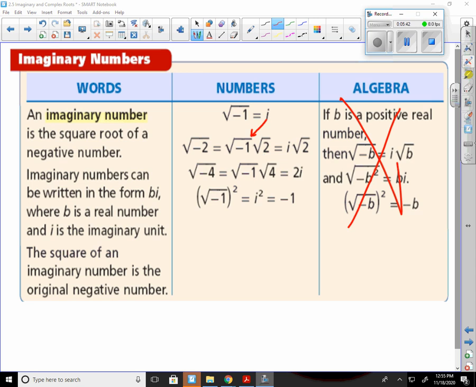Lastly, if I take the square root of negative 1 squared, that would give me square root of negative 1 is i, so that would give me i squared. And if I just square i, it takes me back to negative 1.